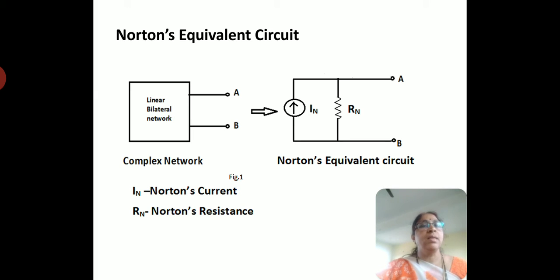This is Norton's equivalent circuit. Here, the complex linear network is converted into the Norton's equivalent circuit. It consists of IN and RN. IN is the Norton's current and RN is the Norton's resistance, and they are connected in parallel between the two terminals A and B.